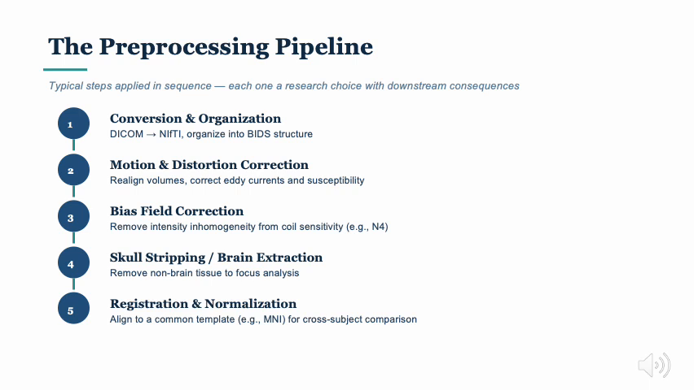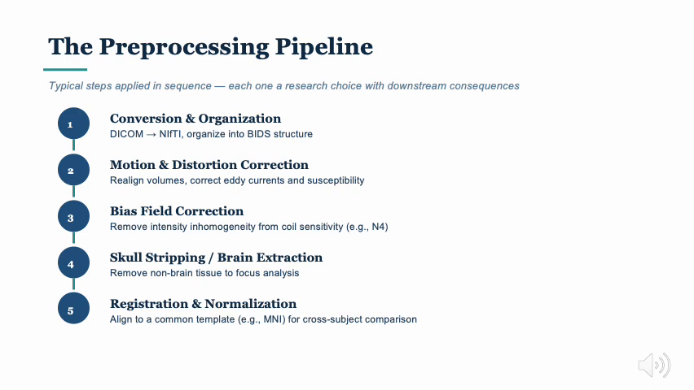First, conversion and organization: DICOM to NIfTI, organized into BIDS. Second, motion and distortion correction, realigning volumes and correcting eddy currents and susceptibility. Third, bias field correction to remove intensity inhomogeneity. N4 is a common method.